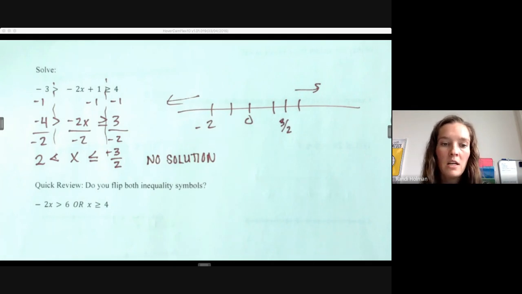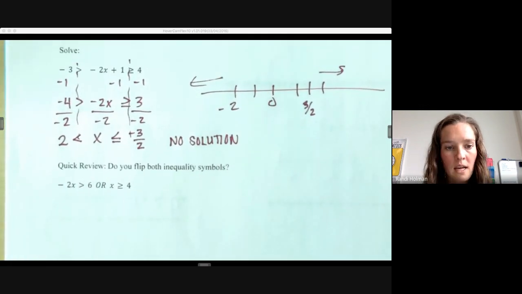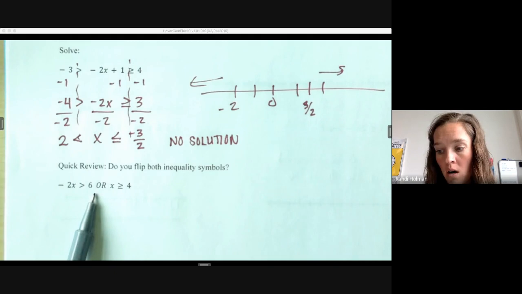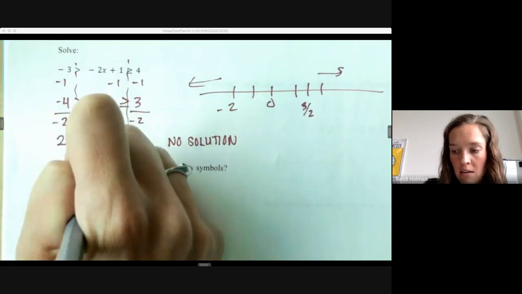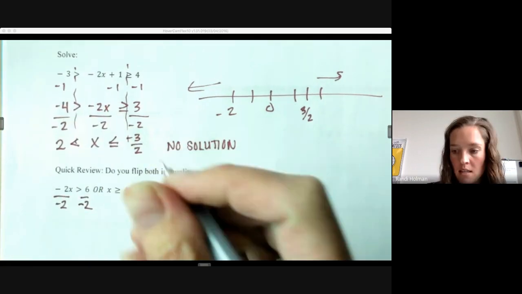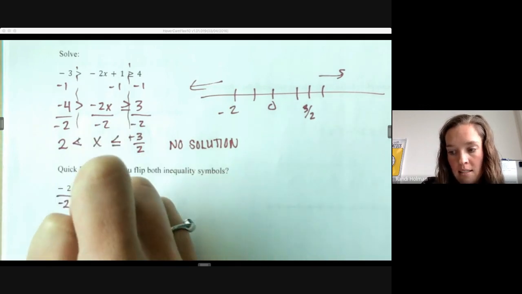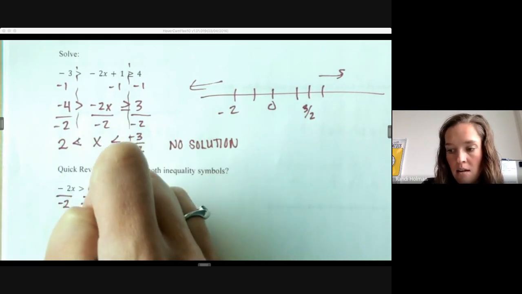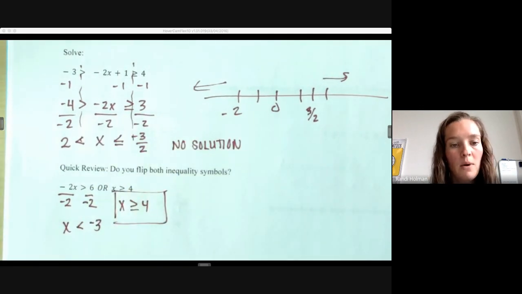Okay, last thing, we're just going to look at a quick thing. If we have an or, we're solving these individually. So if I'm going to solve this one, I'm dividing by -2. I'm not doing anything to this guy, so this guy's still going to stay exactly the same. This is where now x is less than -3. This guy here, I didn't do any dividing with that inequality. So even though it's part of my compound inequality, you're only going to flip the inequality symbol where you're dividing by or multiplying by a negative number.